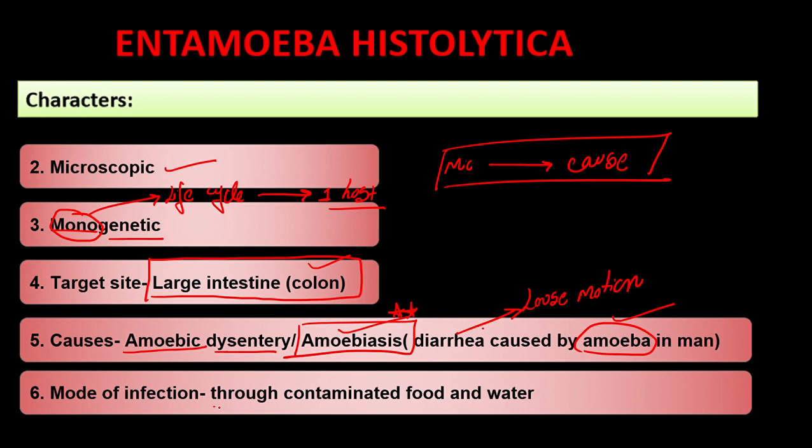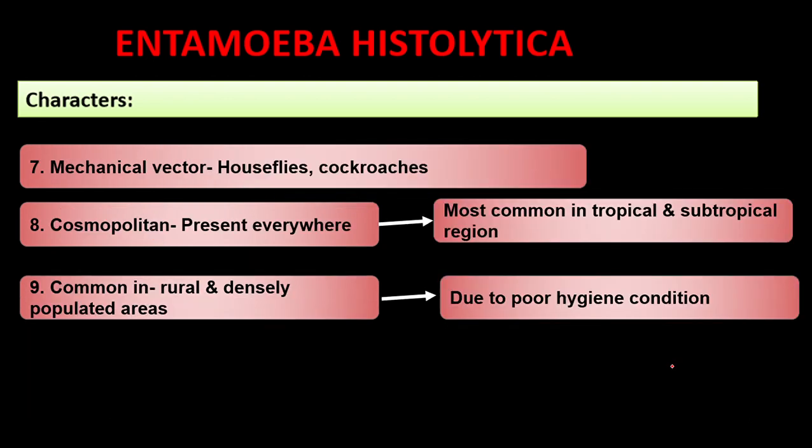What is the mode of infection? It is through contaminated food and water. See, if the target site is the large intestine, small intestine or alimentary canal, it means the mode of infection will always be contaminated food and water, right? Now, mechanical vector. Do you remember the mechanical vector and biological vector we studied in the previous class? Mechanical vectors are physical carriers. No biological development occurs over here. For example, for Entamoeba histolytica, the mechanical vectors are houseflies and cockroaches.